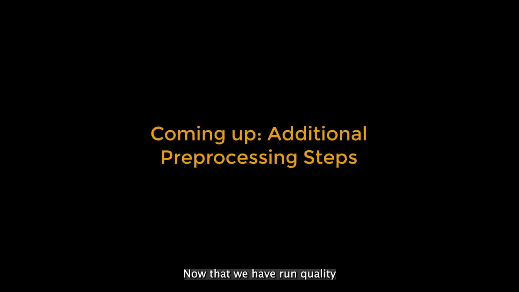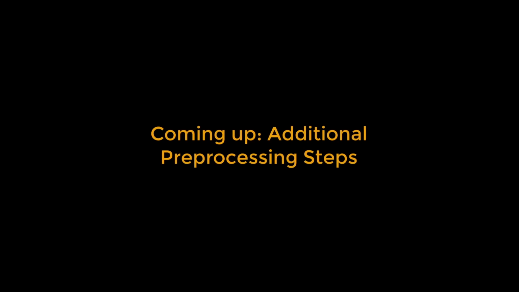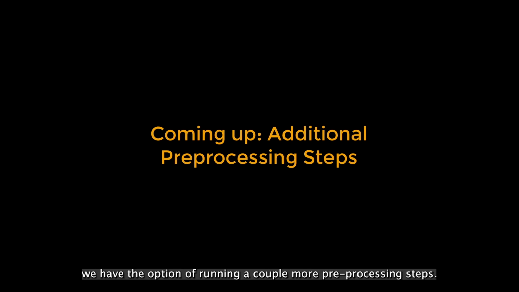Now that we have run quality checks on our data and have some idea of what regressors to include, we are prepared to begin creating our general linear model. Before we can do that, however, we have the option of running a couple more pre-processing steps. We will see what those are and how to do them in the next video.